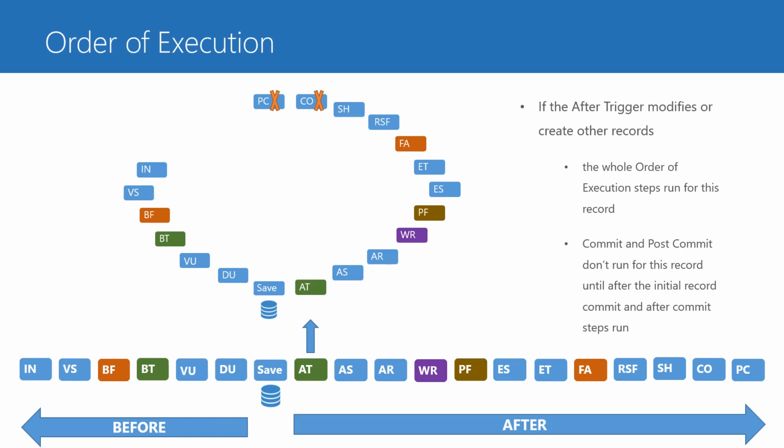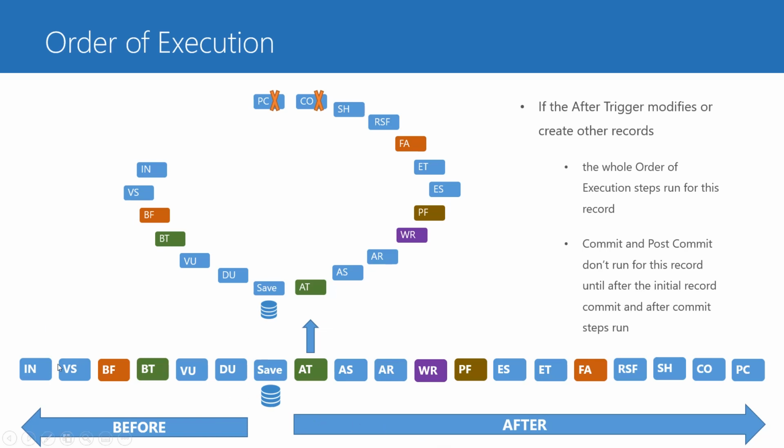On the after trigger step, if this after trigger modifies or creates other records, the whole order of execution steps would run for this other record. So as you can see here, we have an arrow from the original after trigger step that initiates another order of execution set of steps. Note that the commit and post-commit steps do not run for this record until after the initial record commits and after commit steps run. So basically we have a set of steps as you can see in the bottom.